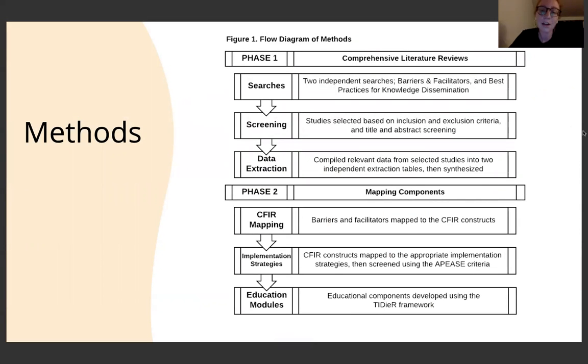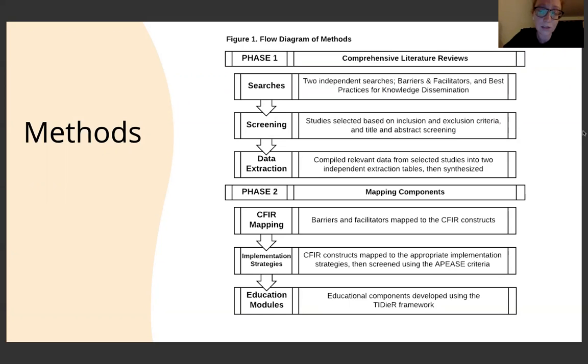So the methods of our project are best viewed through this flow diagram. And as you can see, phase one is the comprehensive literature reviews. We did two different searches, one for the barriers and facilitators of nurses performing early mobilization. And the second one is best practices for knowledge dissemination. So essentially how best to teach nurses this intervention protocol. And so they were searched, screened, and extracted.